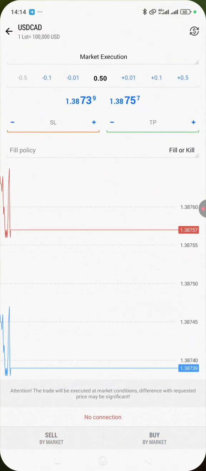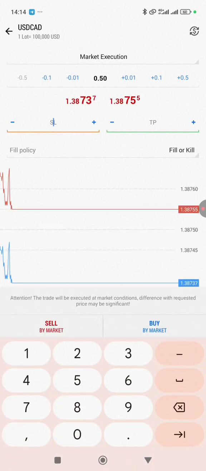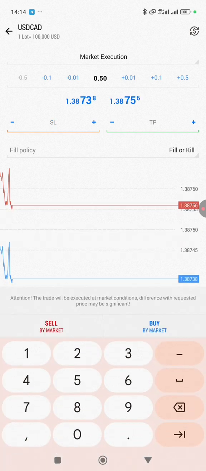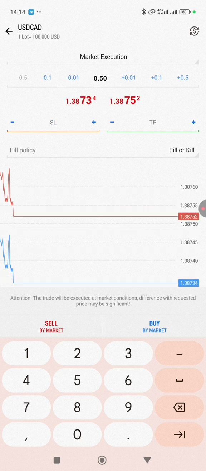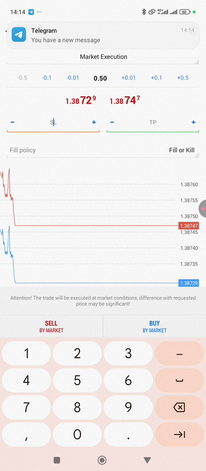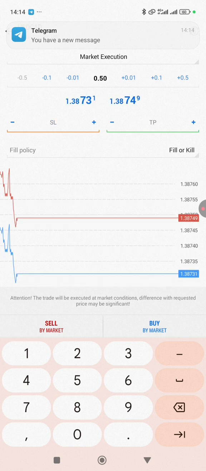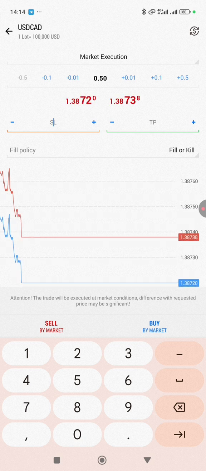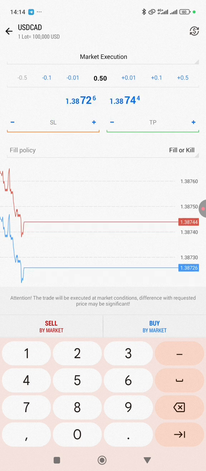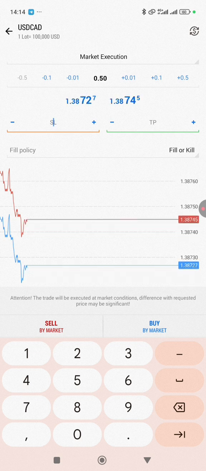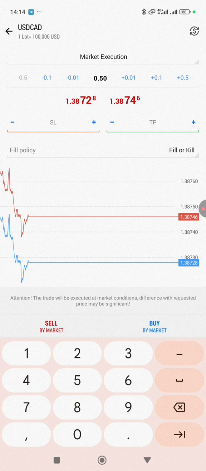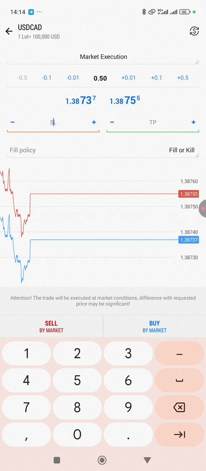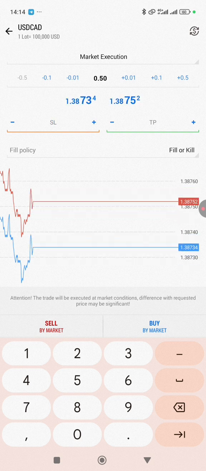Take for instance, this is a sell order. That means you are shorting the market. What that means is that you are selling at a higher price, and you are going to be buying it back at a lower price. So that is going to afford you some profit. You are selling at a higher price and then going back to buy it at a lower price. So your entry point must be higher than your take profit point for a sell order.